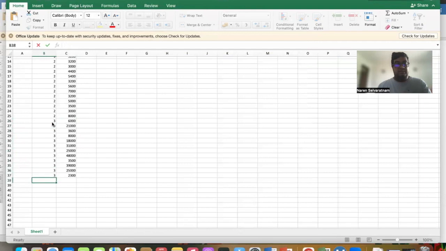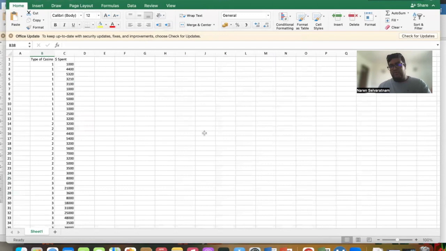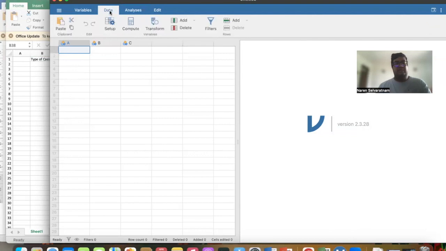Now let's transfer this to Jamovi. You can directly transfer this as well, no problem with that. It's just that it keeps giving that dollar sign in Jamovi, so we don't need that dollar sign. So let's open Jamovi. If you open Jamovi, it would look like this. Now first go to this data view, and I'm going to enter my data here.